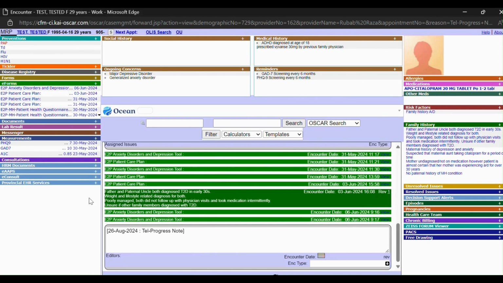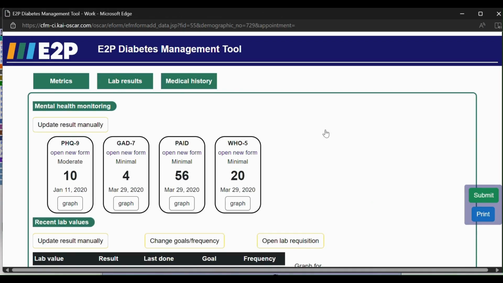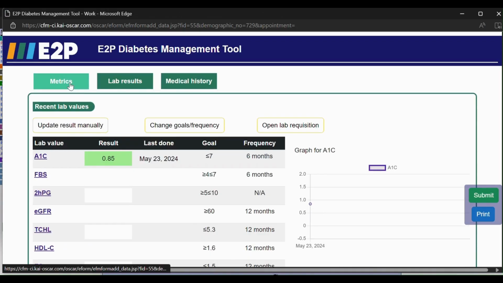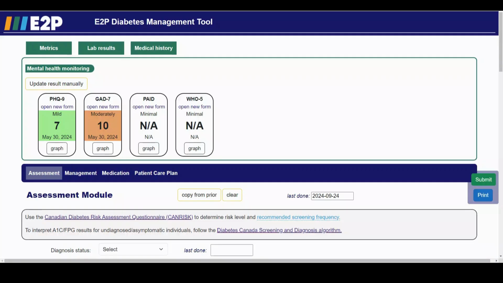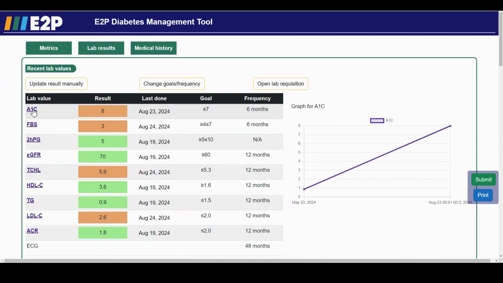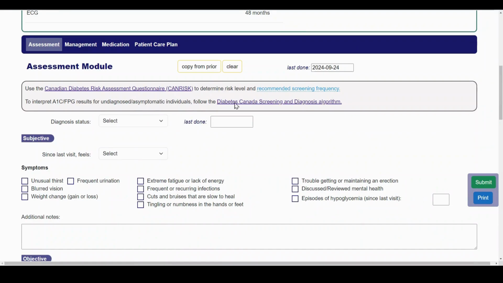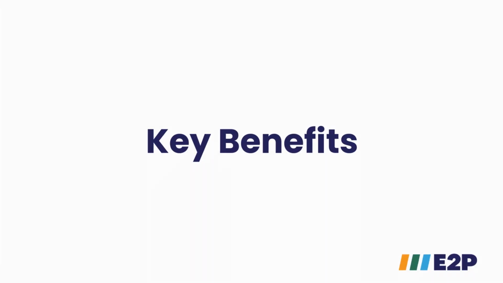The E2P Diabetes Management Tool for Oscar Pro is designed to support the early identification of patients at risk for developing diabetes and management of patients with type 2 diabetes. The Diabetes Management Tool supports the early identification of patients at risk of developing diabetes, creation of tailored care plans, review and assessment of glycemic targets, and provides patient education and coaching resources, and promotes patient involvement and self-management.